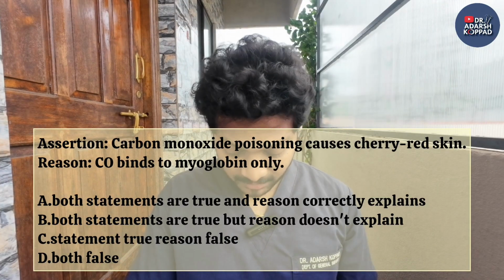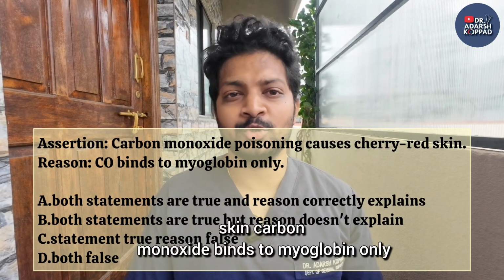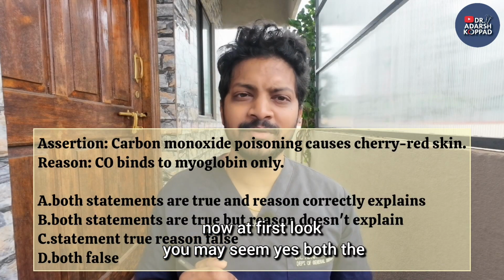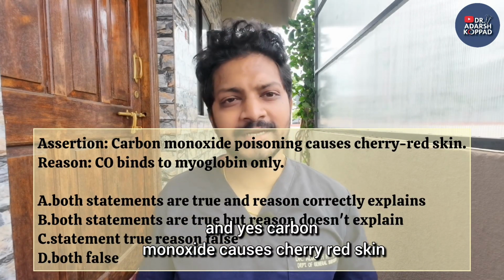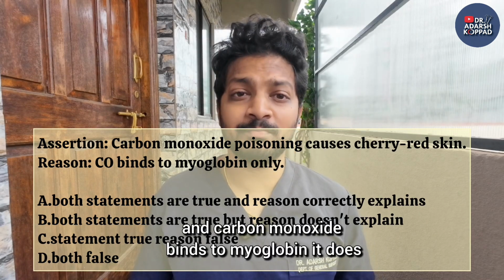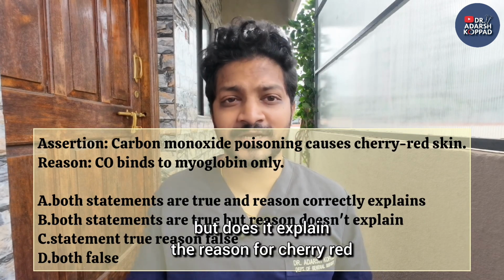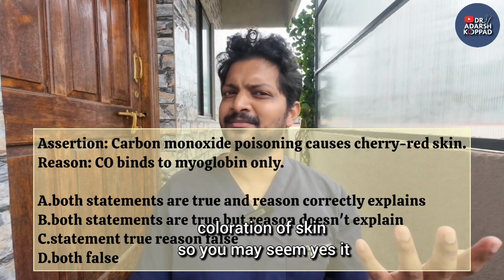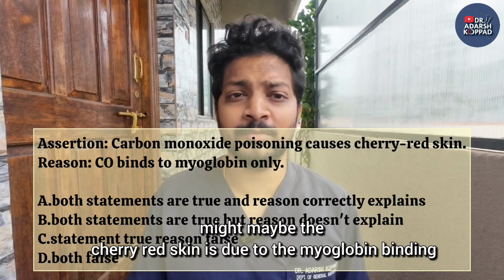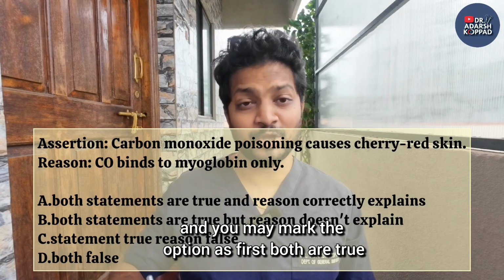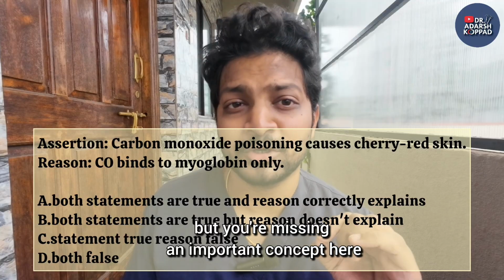Another example. Carbon monoxide poisoning causes cherry red skin. Carbon monoxide binds to myoglobin only. Now, at first look, you may think, yes, both the options are right, and yes, carbon monoxide causes cherry red skin and carbon monoxide binds to myoglobin. It does. But does it explain the reason for cherry red coloration of skin? So you may think, yes, it might. Maybe the cherry red skin is due to the myoglobin binding, and you may mark the first option. Both are true and reason is the correct option, but you're missing an important concept here.